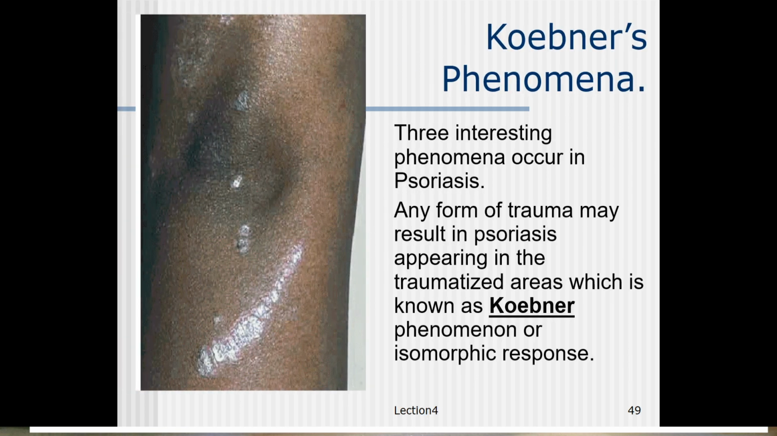Koebner phenomenon. Three characteristic phenomena occur in psoriasis. Any form of trauma may result in psoriasis appearing in the traumatized areas, which is known as Koebner phenomenon or isomorphic response.